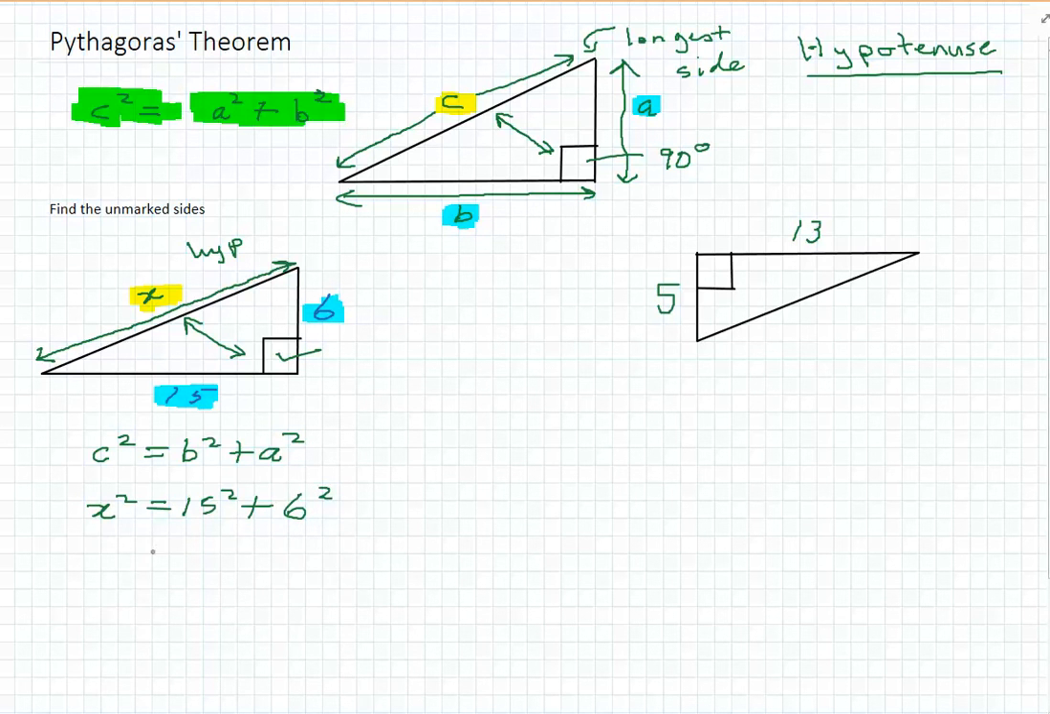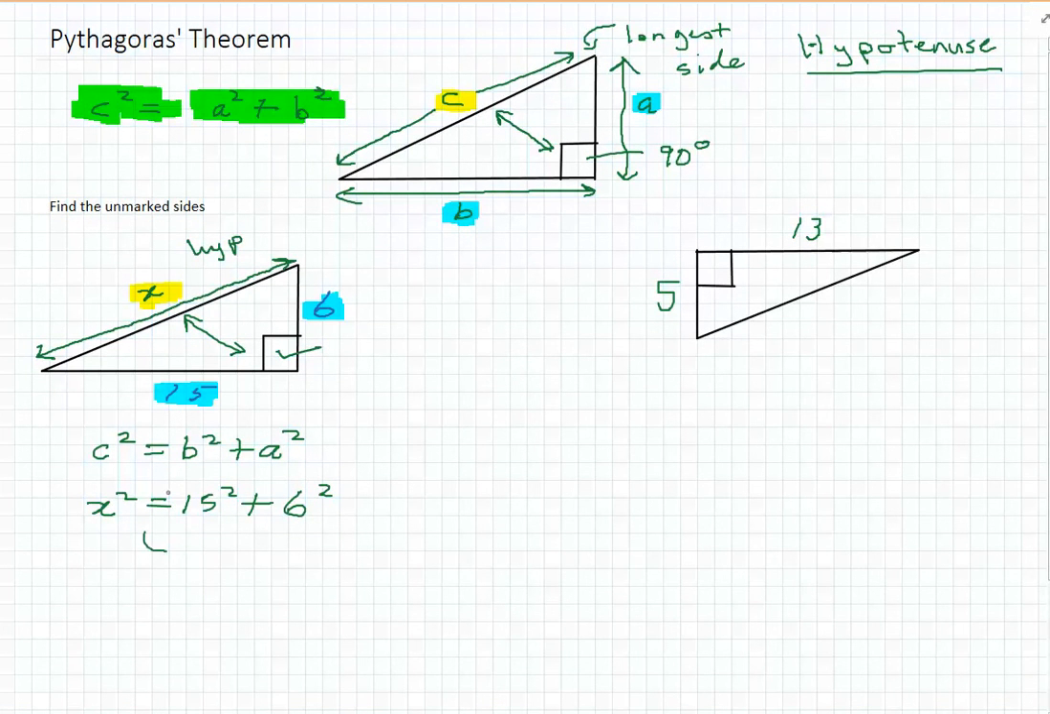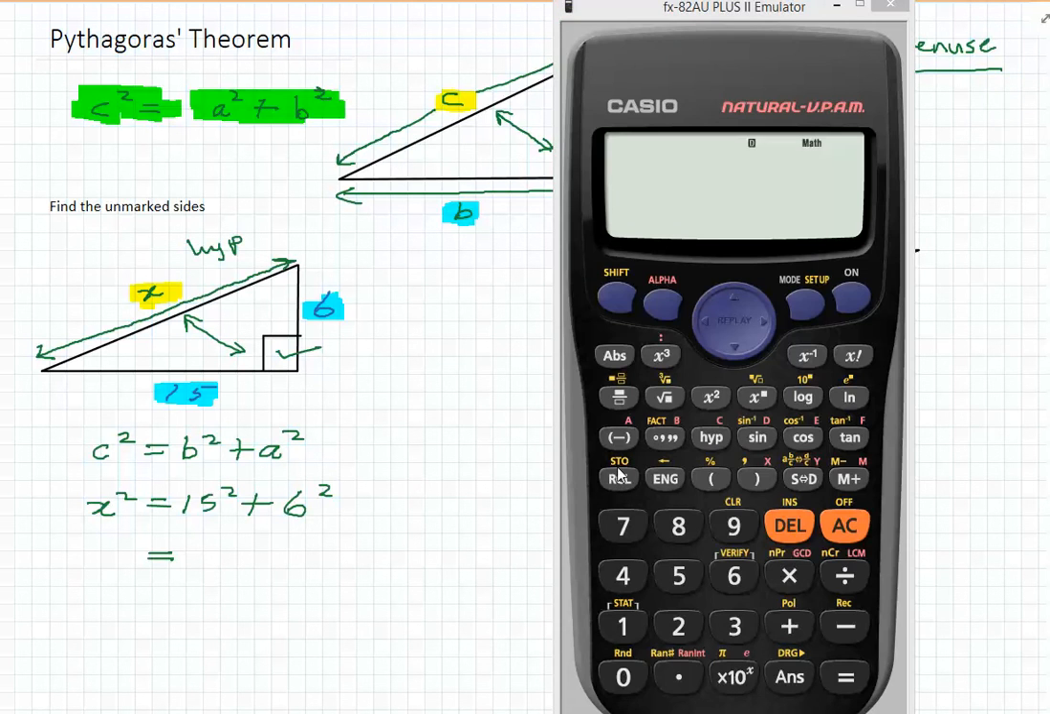Now we've applied Pythagoras, now we've just got to go to our calculator. I'll just get my eraser. So go to your calculator, I'll just pause the video for a second. So you'll see my calculator. So I'm just going to go 15, use the square key, plus 6 squared, it equals, you get 261.